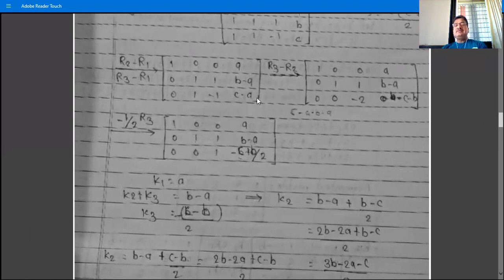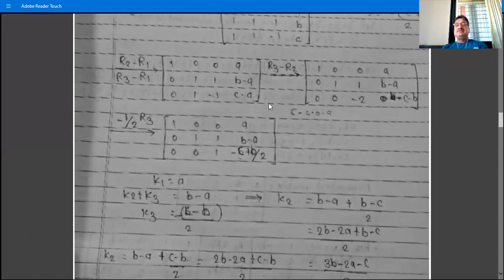And then C minus A minus B plus A, we have this B minus C. Okay, minus B, C minus A minus B plus A. So minus A plus A get cancelled. So we have C in R3, C minus B, as the element right here, C minus B. It is not R3 minus R2.